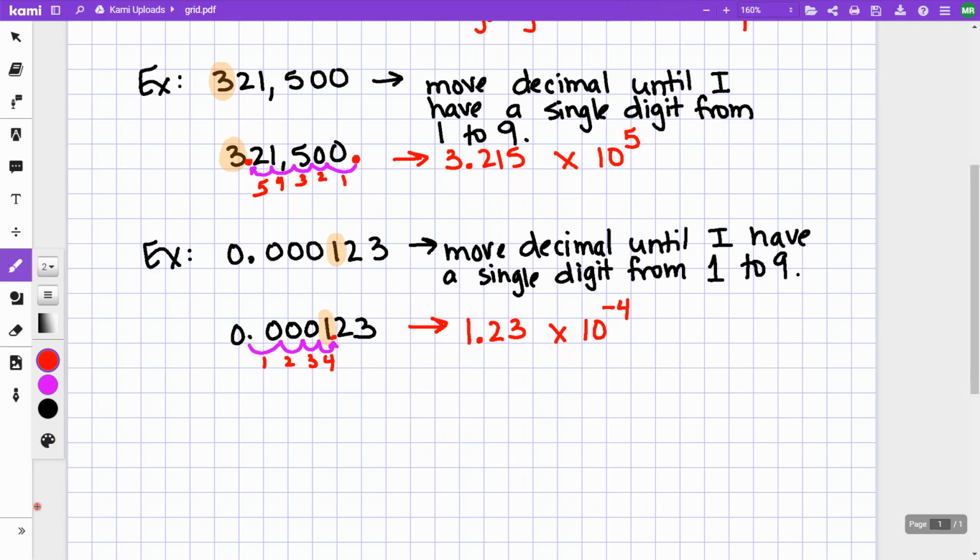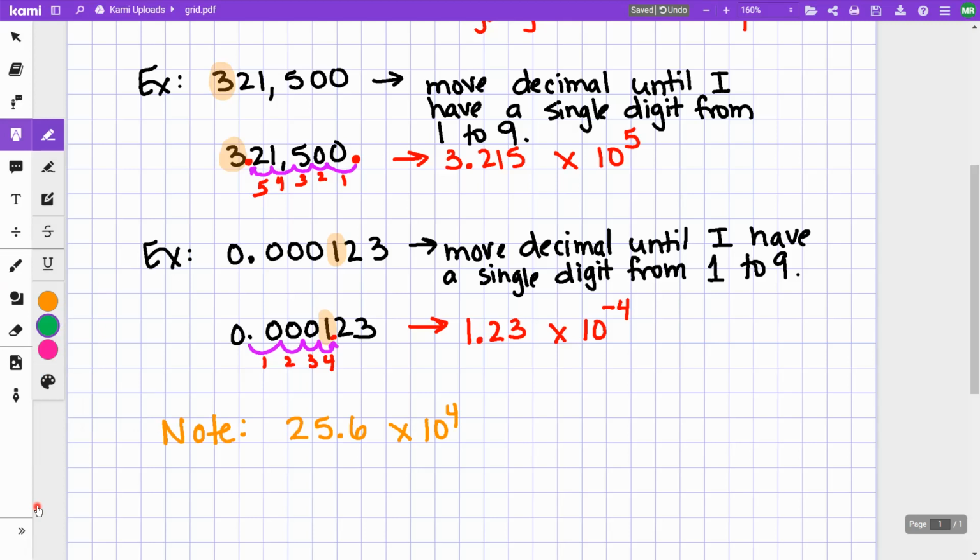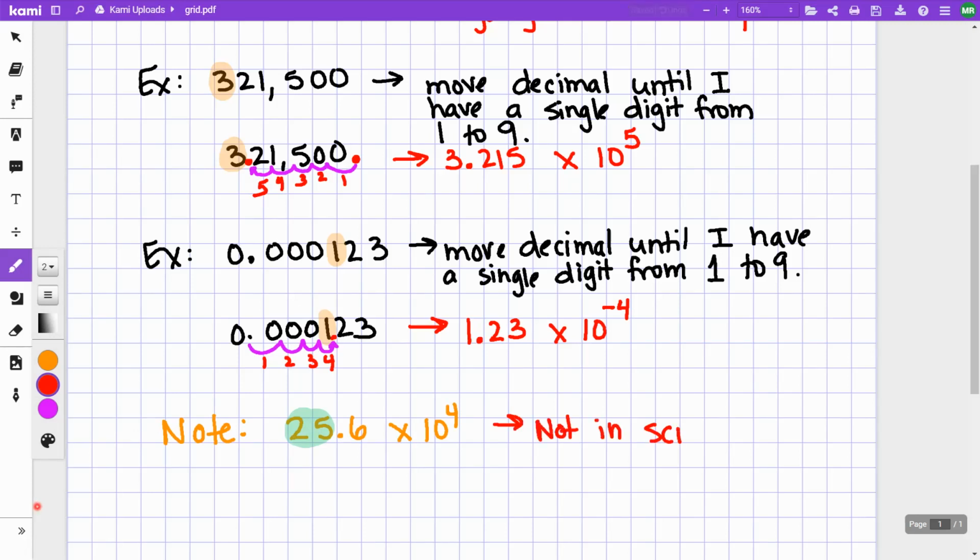Now I'm going to rewrite 2 problems here and have us try these. And before I do so, let me just make a note here. Okay, note. If you saw 25.6 times 10 to the 4th, what you want to pay attention to is, is this in scientific notation? Is this a single digit in front of my decimal? No. So this is not in scientific notation.